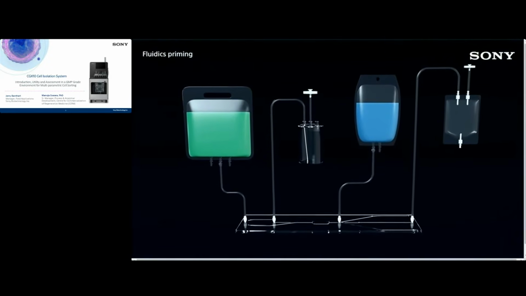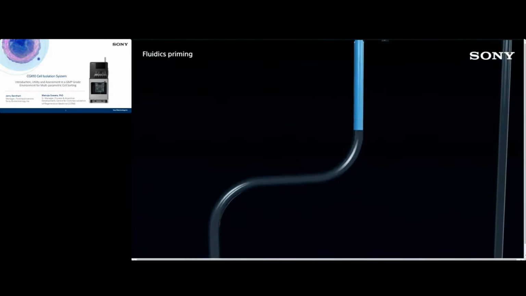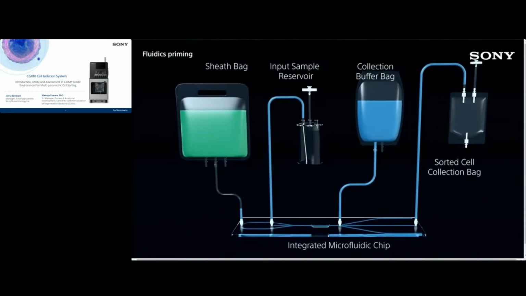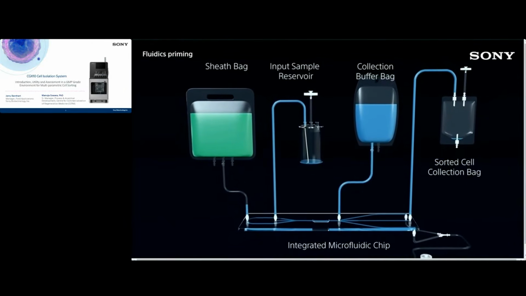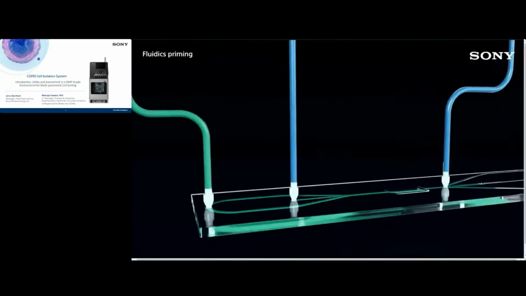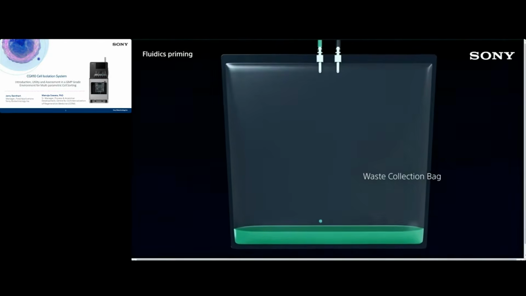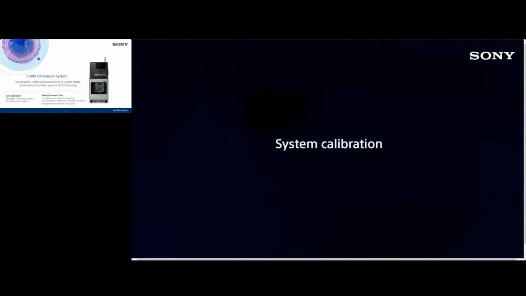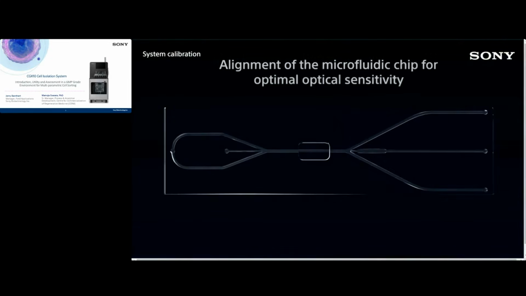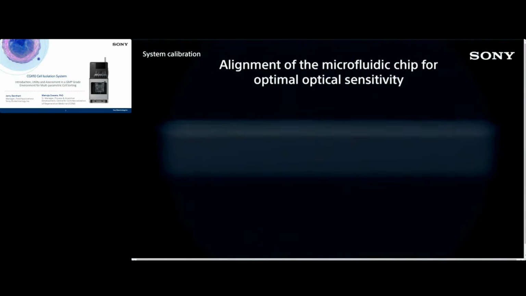Once the single-use kit is installed on the CGX10 system, the first step is fluidics priming. In this step, the collection buffer is allowed to flow through the system. Next, the sheath buffer automatically flows through the entire system to prevent bubble formation or entrapment and is drained into the waste bag. The alignment of the chip is achieved automatically by the system by looking at an image of the fluidics channel within the microfluidic chip using a vision system.